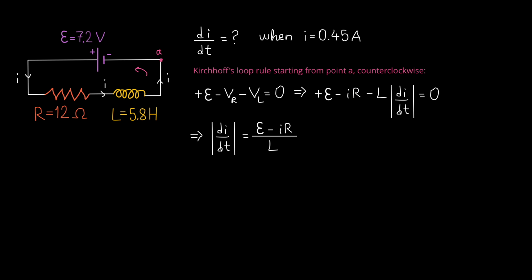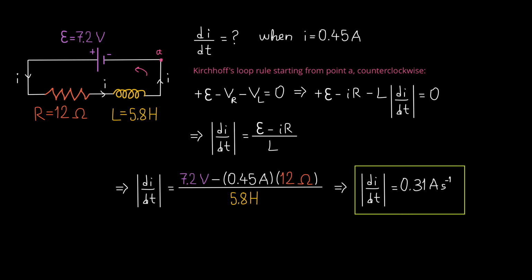The next question is, what is the rate of increase of the current when current becomes 0.45 amps? We can use the same idea, same loop rule equation. This time current is not equal to 0 though, so we don't eliminate the middle term. When we rearrange our equation to isolate di/dt, we get EMF minus I times R, divided by L. Numerically, we get di/dt equals 0.31 amps per second. Now we can see that the current is changing at a smaller rate than before.